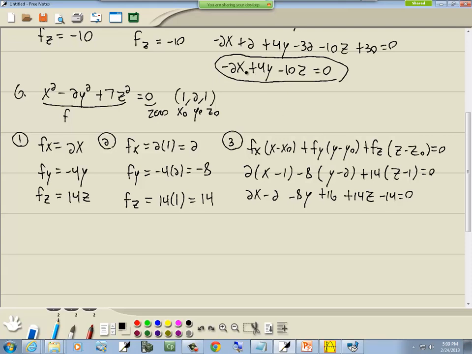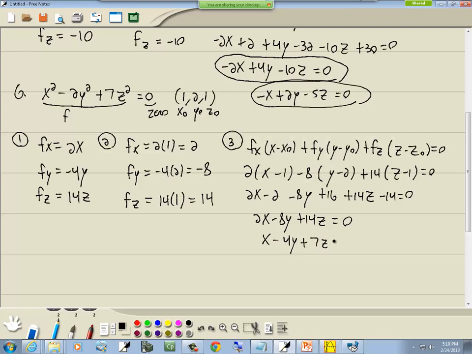Actually, up here I could have divided everything by 2, couldn't I have? So that would have become x minus 4y plus 7z is equal to 0 in a little more simplified form. Okay, so we got 2x minus 8y. I was thinking this when I saw everything came out as even. 2x minus 8y plus 14z. Negative 2 plus 16 is 14, minus 14 drops away. And we can divide everything by 2, so we got x minus 4y plus 7z is equal to 0.